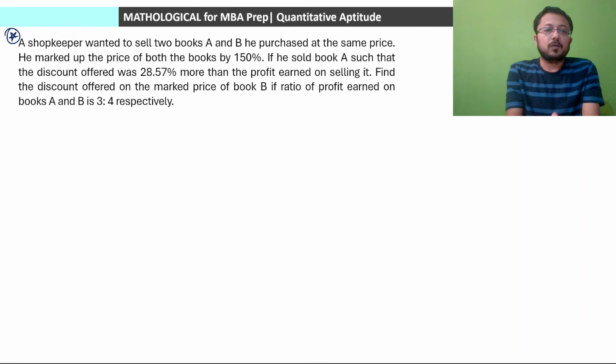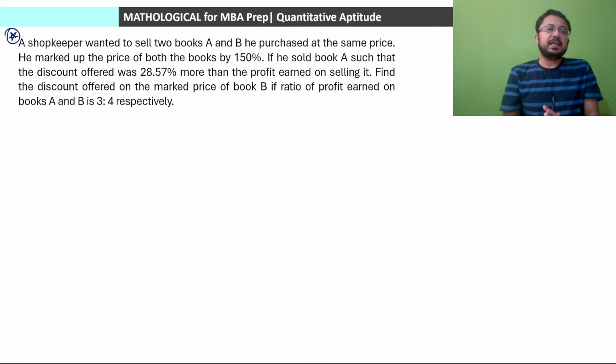Find the discount offered on the marked price of book B if ratio of profit earned on books A and B is 3:4 respectively. ठीक है, go line by line. ठीक है, understand every line and then move forward to the next line. अभी solve कर पाओगे इसको, एक साथ पूरा पढ़ोगे तो हौच पौच हो जाएगा.